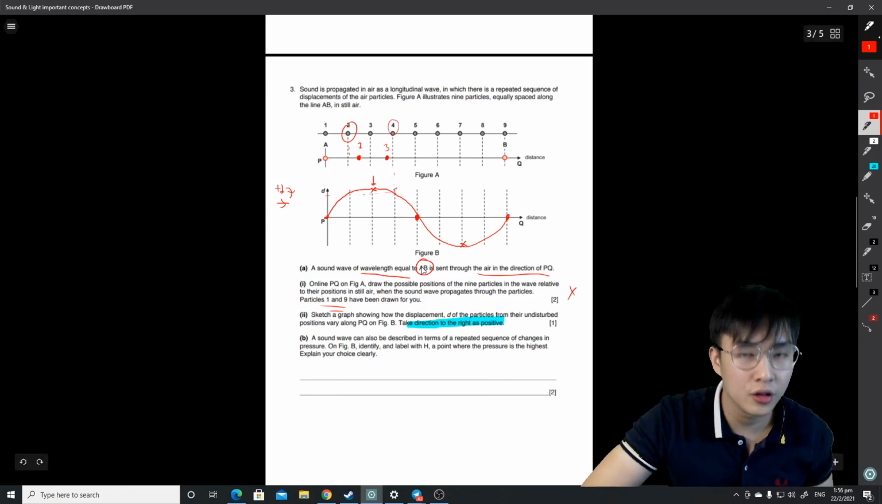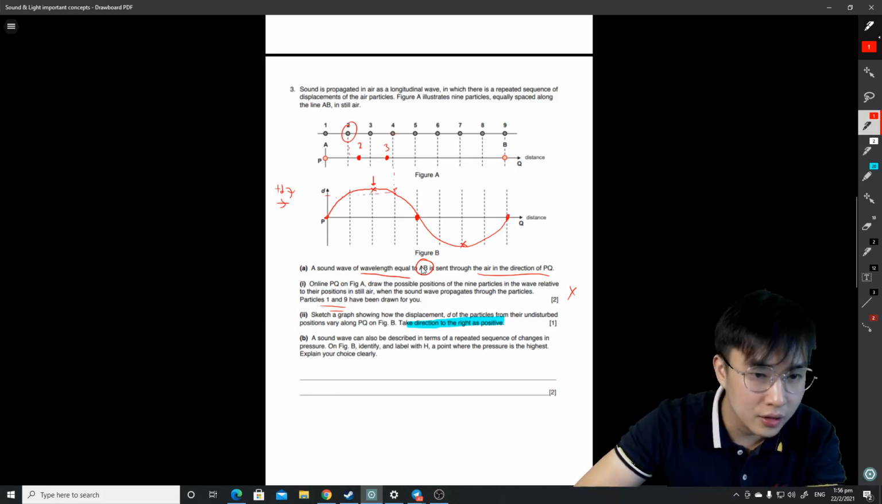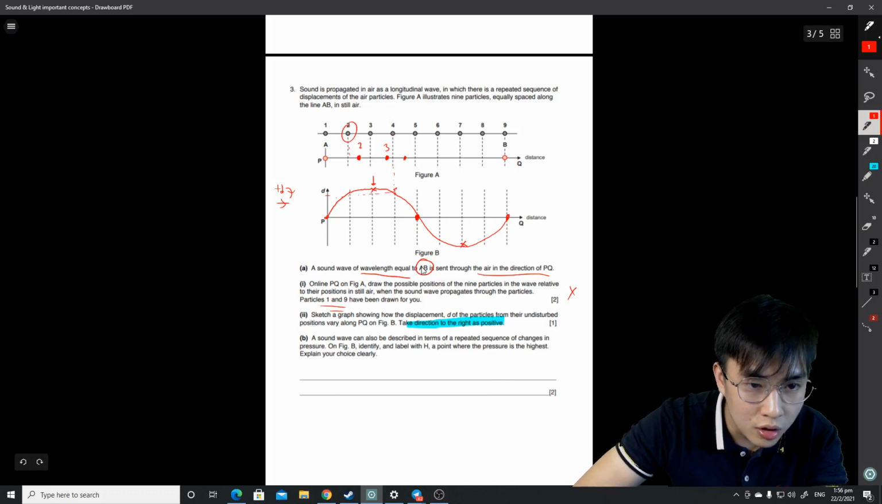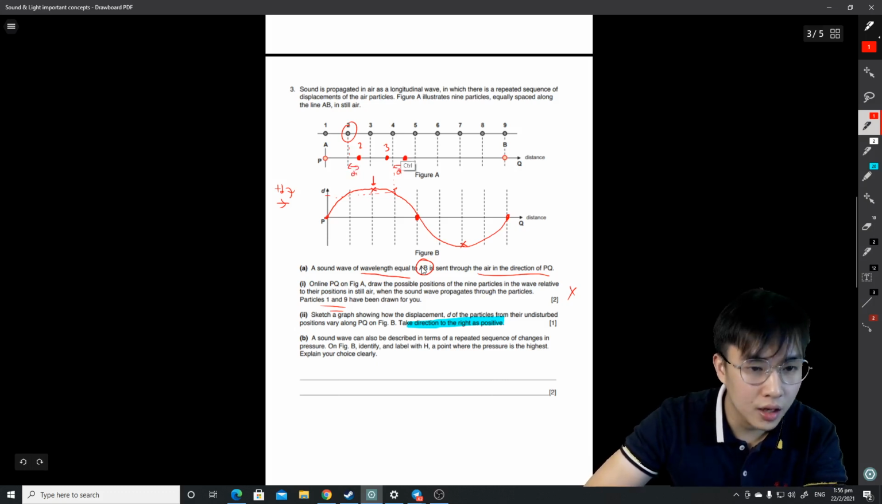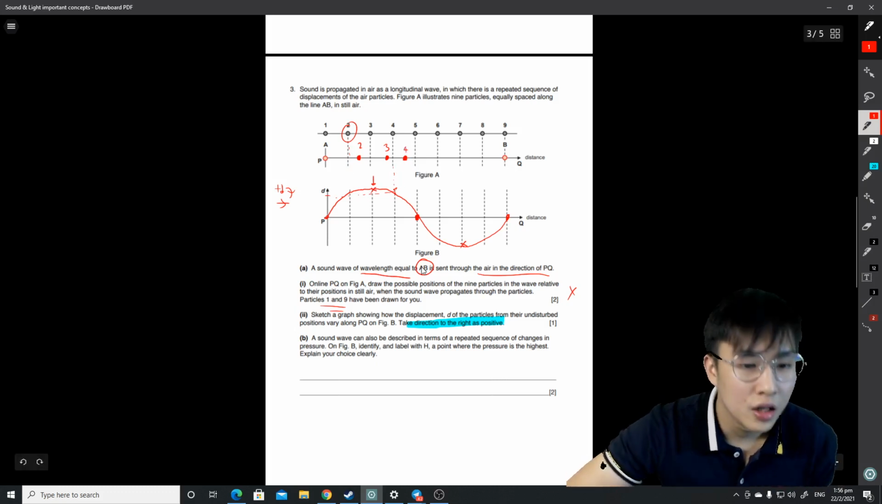So if you look at 4, where will 4 be now? 4 will be like the same as 2. Can you all see? It is this distance. This distance is approximately the same. Okay, D and D. Okay, you can see that? So yeah, that is particle 4 done. Very easy, super easy. Now, we look at 5.